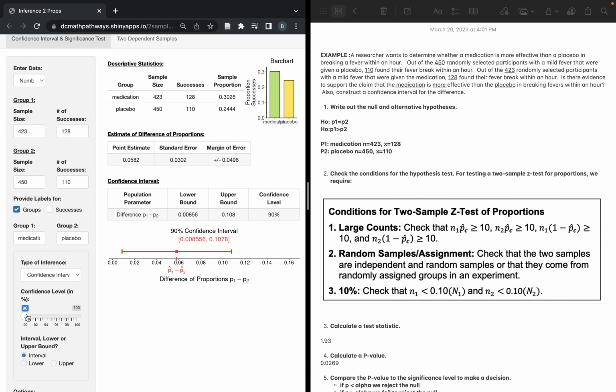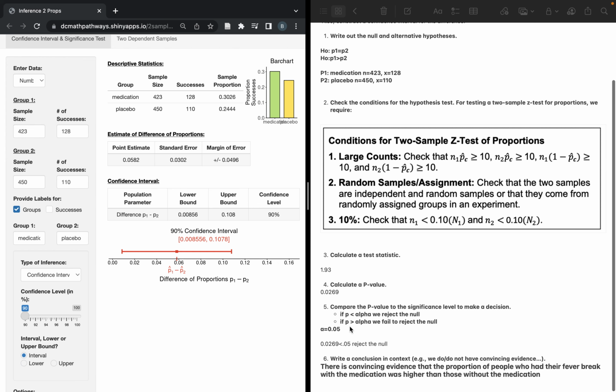So if we change it down to 90, and how we get that is, see, our alpha was 0.05. If you times that by 2, we get 0.1. And if we do 1 minus 0.1, that gives us the 0.9 or 90%. So that's where the 90% confidence interval would come from. And if we look at our confidence interval, we can see that 0 is not in the interval.